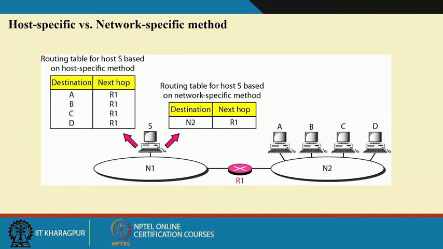So, all of these entries are there. For the routing table for host A based on the network-specific method, A, B, C are all connected to this network N2. So, it has one entry: in order to reach N2, R1 is the next router, right. This is the network definition. So, instead of taking individual hosts, we consider the network where the hosts are lying, and then I forward the packet on the basis of the network, right.